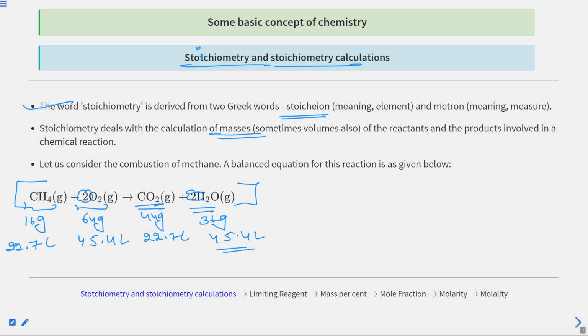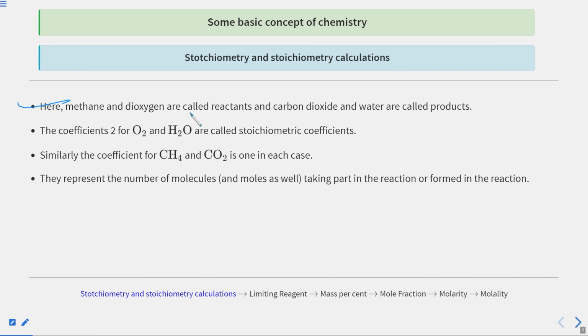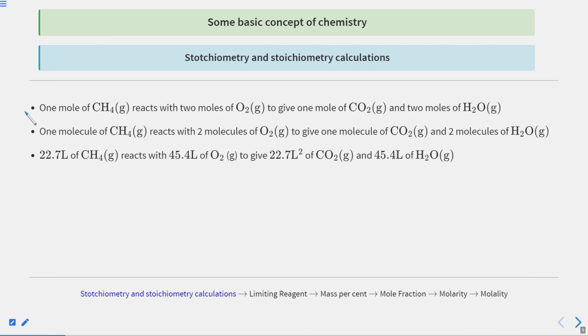So it deals with the calculation of masses, sometimes volume also, of the reactants and the products involved in a chemical reaction. Here methane and oxygen are called reactants and carbon dioxide and water are called products, and the coefficients placed in front of reactants and products are called stoichiometric coefficients. They represent the number of molecules, moles, as well as grams and volumes. For example, 22.7 liter of CH4 reacts with 45.4 liter of O2 to give 22.7 liter of CO2 and 45.4 liter of H2O.